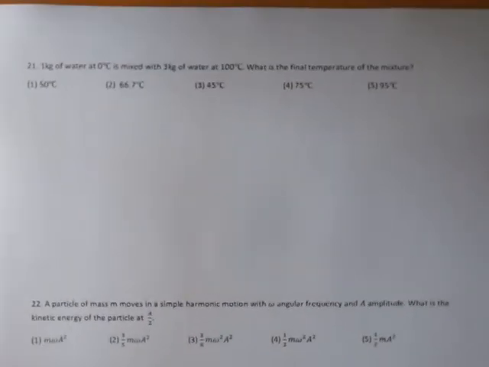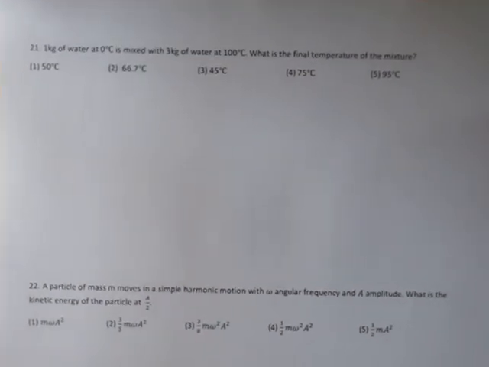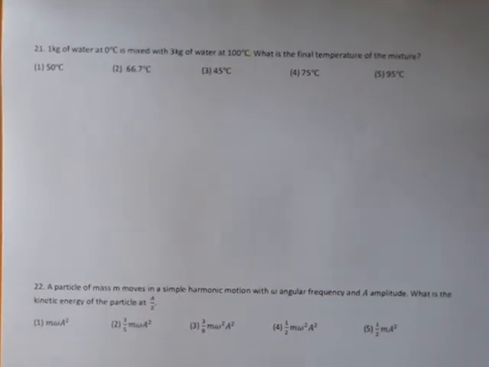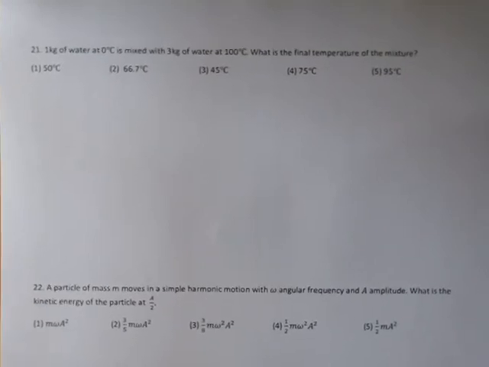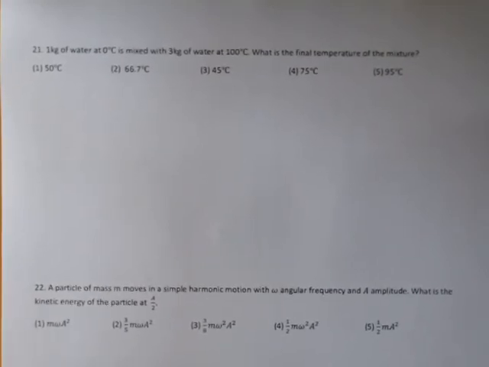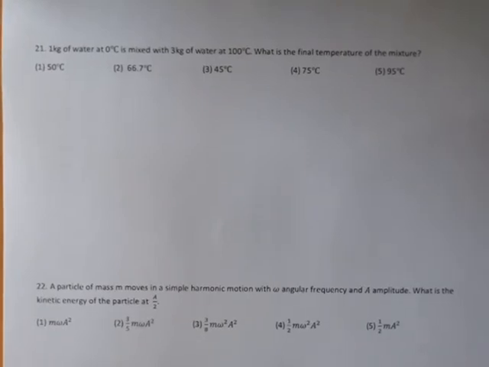21st question. What do we have in the 21st question? 1 kilogram of water at 0 Celsius is mixed with 3 kilograms of water at 100 Celsius. What is the final temperature of the mixture? Actually this is a very easy question. If you have good practice, you can find the answer without writing any equations.